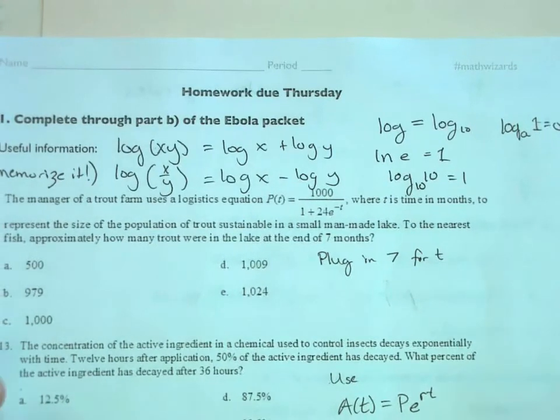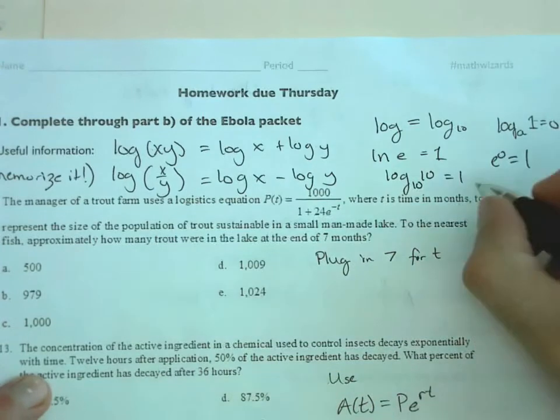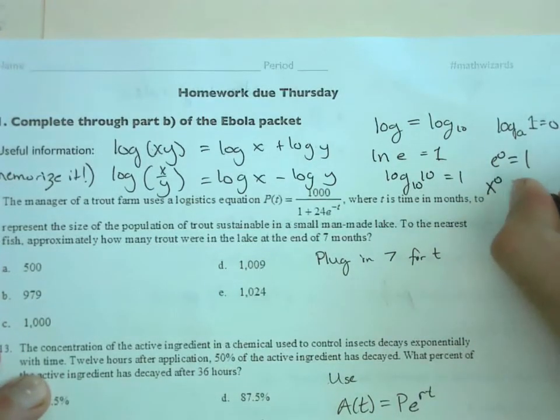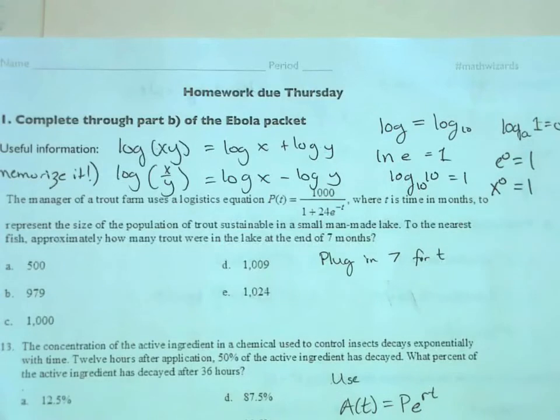You might even want to add on there things like this. E to the 0 is 1. X to the 0 is 1. Any number to the 0 is 1. That will come in handy.